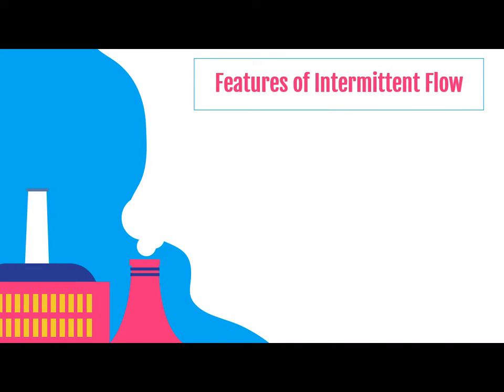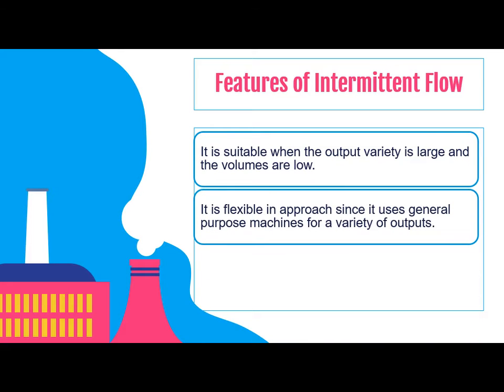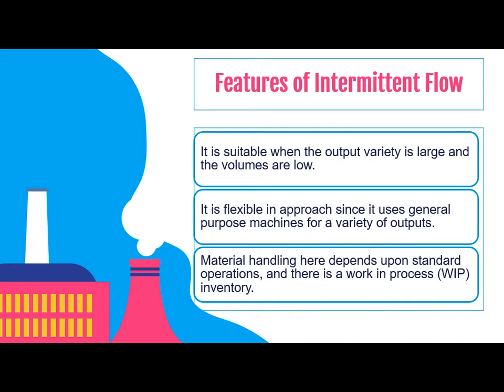Now we will see features of intermittent flow. Intermittent flow is suitable when the output variety is large and the volumes are low. It is flexible in approach since it uses general purpose machines for a variety of outputs. Material handling here depends upon the standard operations, and there is work in process inventory, that is WIP inventory.